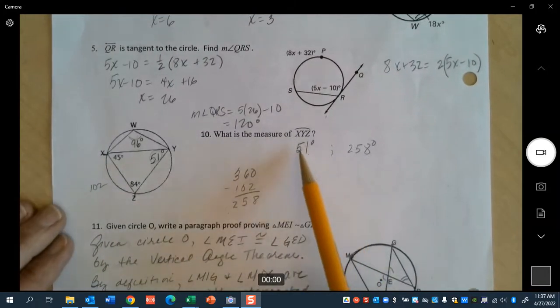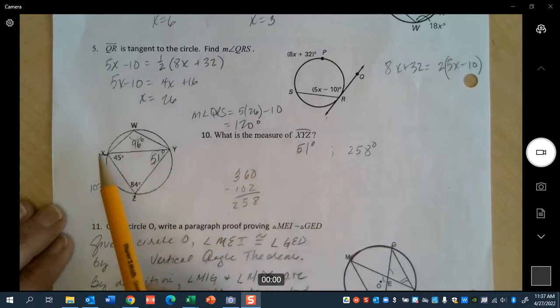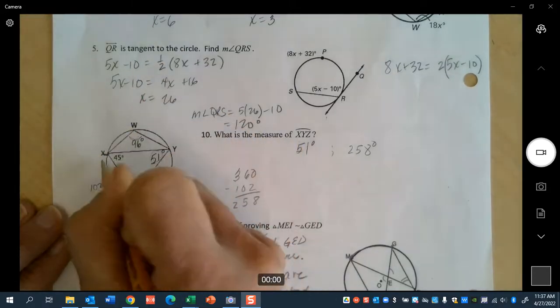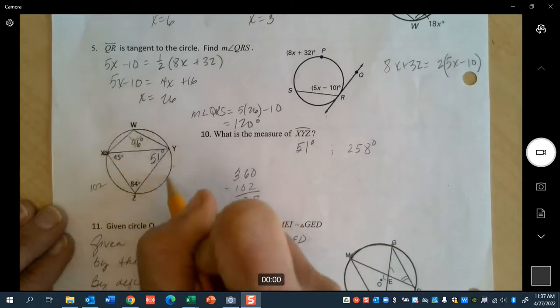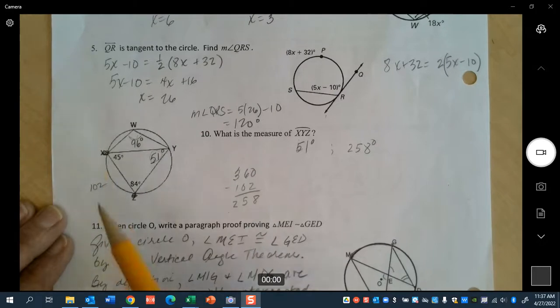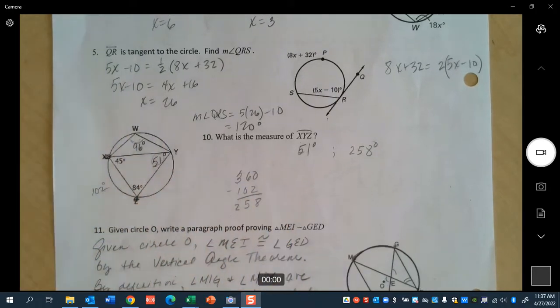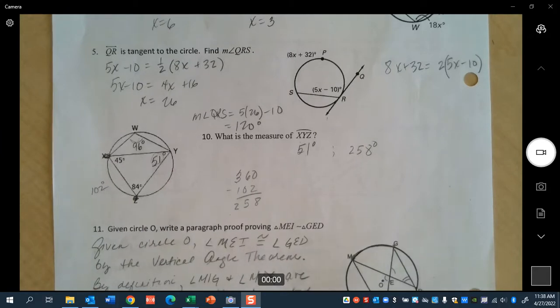This was the one I messed up on. I found the measure of 51 degrees. But it's asking me the measure of X, Y, Z. So that's from X all the way around to Z. So if this is 51, this is 102. So the rest of the circle is going to be 360 minus 102, so 258 degrees.